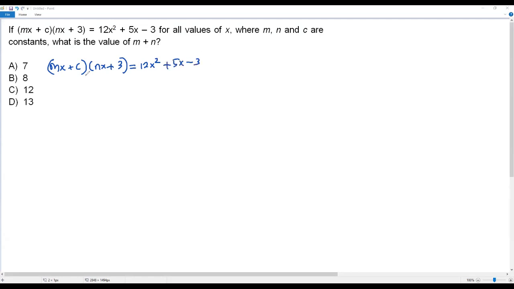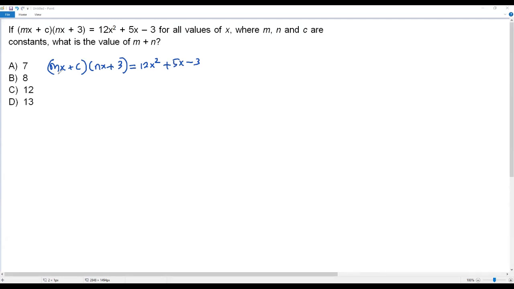Okay, now let's consider the left side. We have a product of two binomials. When I multiply these two binomials, I'll get a quadratic expression on the left side. Already we have a quadratic expression on the right side. Whenever two expressions are equal, the coefficients of like terms can be equated. When I do so, I'll have a chance to get the values of the constants m and c.